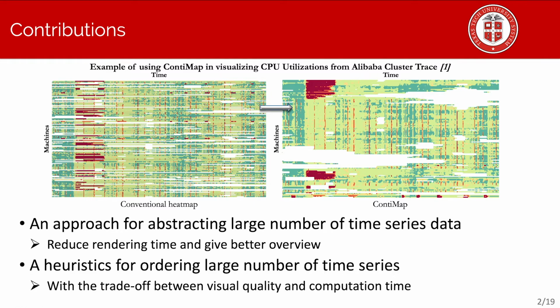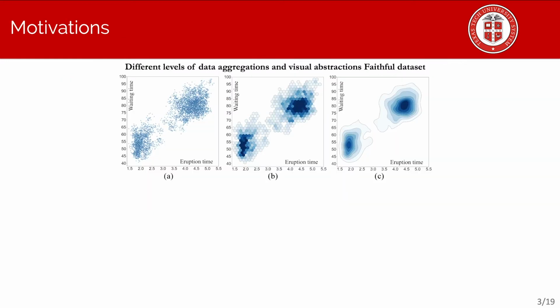We also provide heuristics for ordering a large number of time series with a trade-off between visual quality and computation time. This picture shows different levels of data aggregation and visual abstraction for the popular Faithful dataset. On the left, you see the original data. At the center, we use hexagon bins to bin the data and visualize them. It's clear that the visualization is easier and clearer for seeing the overview of the data. Darker blue means higher density.